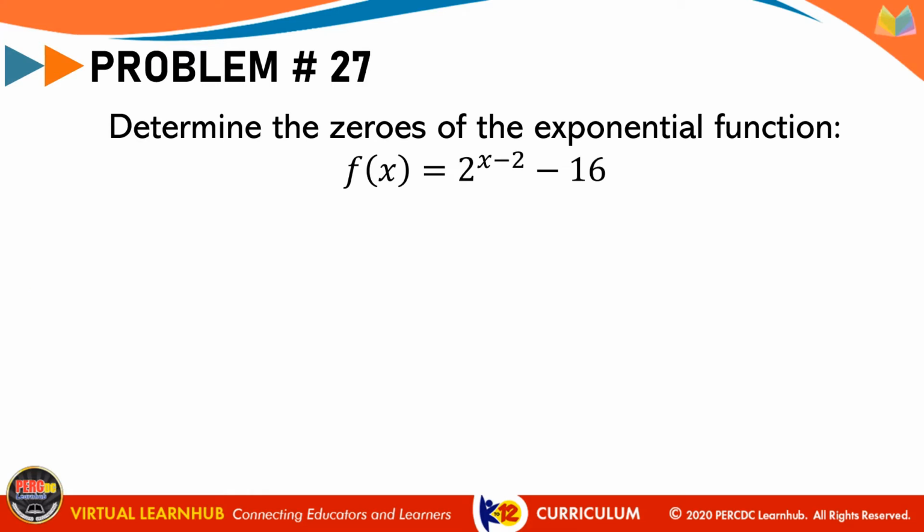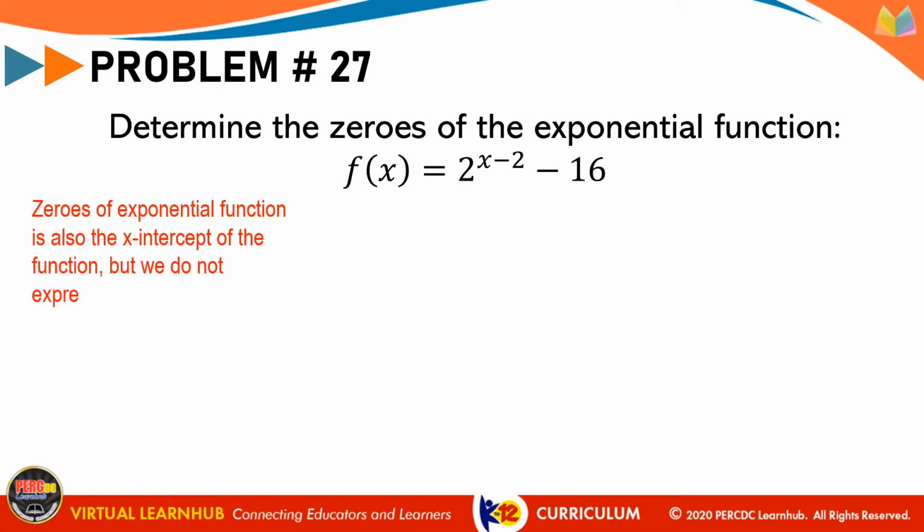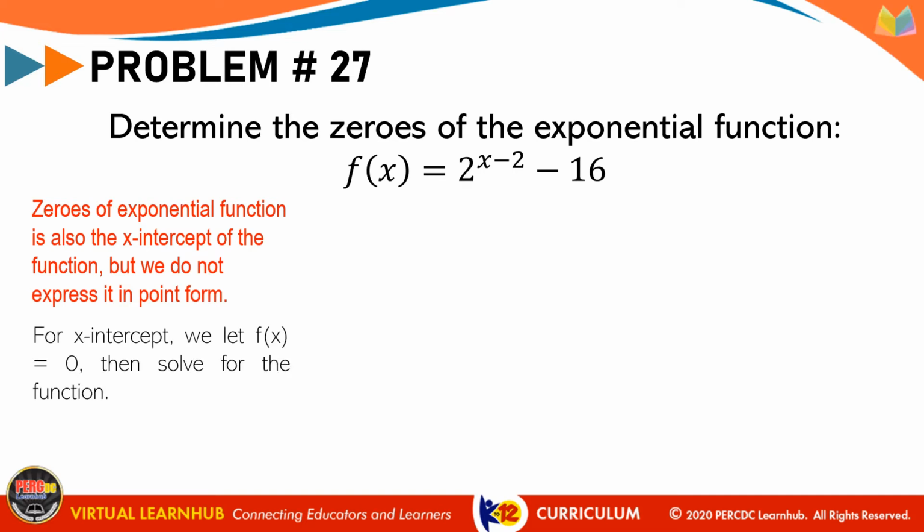Next problem, problem number 27. Determine the zeros of the exponential function f of x equals 2 raised to x minus 2, minus 16. Again, the zeros of an exponential function is similar to the x-intercept, but we will just get the x value. So for the x-intercept, we let f of x be equal to 0 and then solve for the value of x. We have 0 equals 2 raised to x minus 2, minus 16, and by addition property of equality, we add 16 to both sides, giving us 16 equals 2 raised to x minus 2.